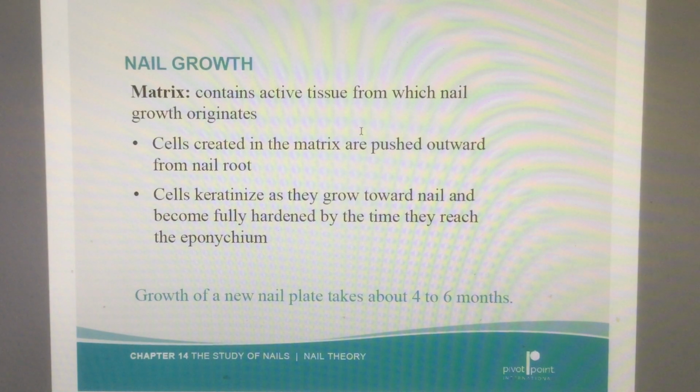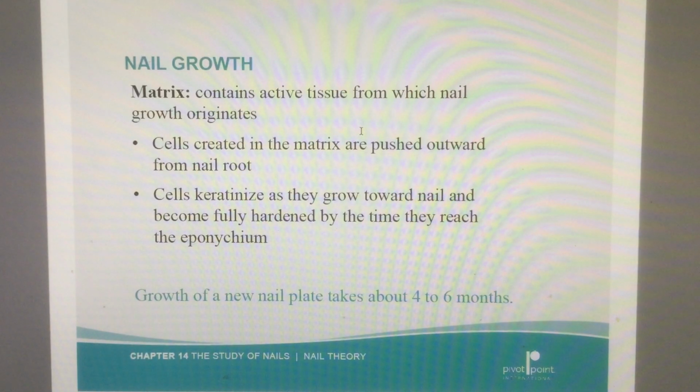All right. As far as the nail growth, the matrix contains active tissues from which the nail growth originates. Cells created in the matrix are pushed outward from the nail root. Cells keratinize as they grow toward the nail and become fully hardened by the time they reach the eponychium. Growth of a new nail plate may take anywhere from about 4 to 6 months. So in order for a nail to fully replace itself, it's going to be about 4 to 6 months. They say the average growth of a nail is about 1/8 of an inch.